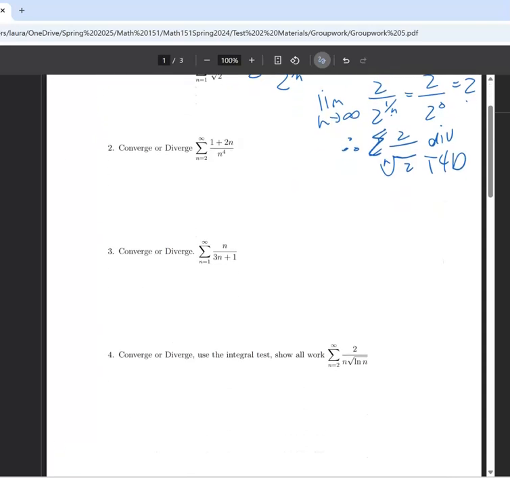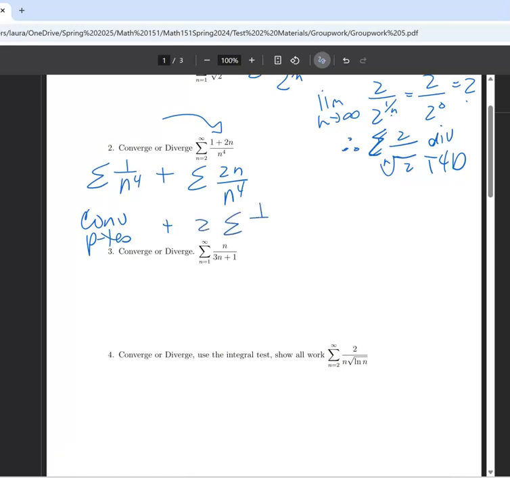This here does look like a p-test, but because I see the addition in the numerator, I know I need to separate it. So I'm going to separate it into two sums. This one converges right away, p-test. I can see it. This one here, I'm going to take the time to pull the 2 out just so I can clearly see, oh yes, that converges by p-test also. And so therefore, the whole thing converges.